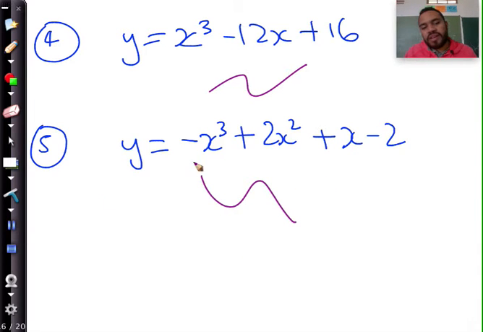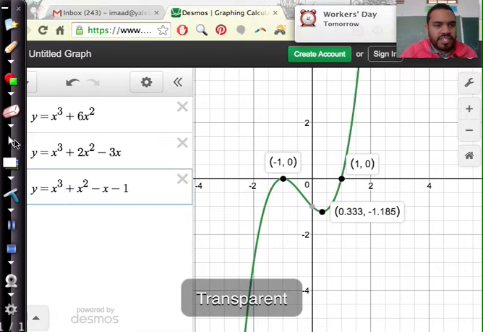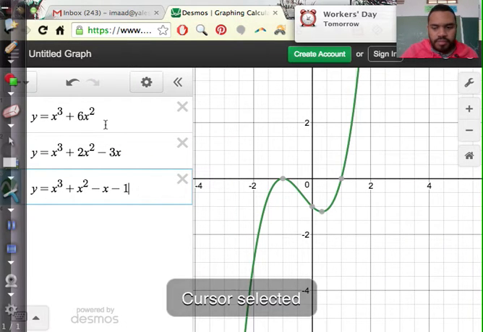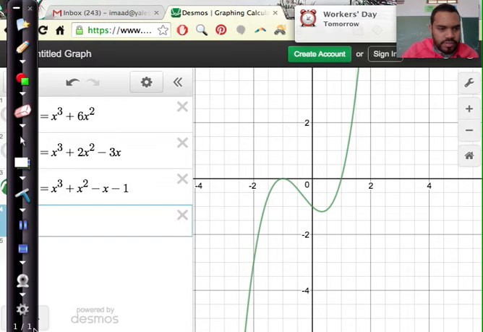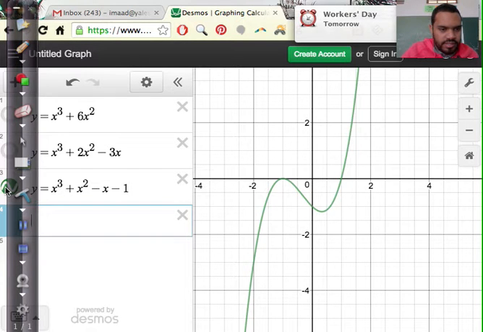I'll pause here and we'll come back and we'll see what the solutions look like on Desmos. Okay, so what we're going to do is we're just briefly going to look at what these curves should look like on Desmos. So I'll start with this one here. Number 4 should look like this.